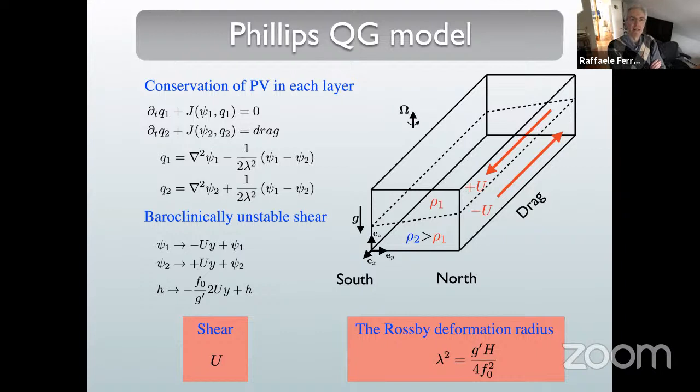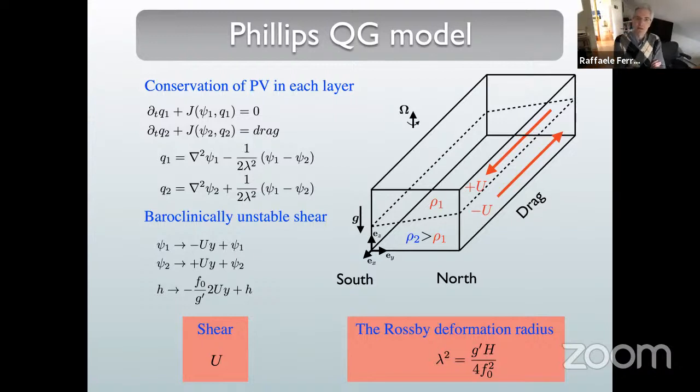So the upper layer PV is Q1, the upper layer stream function that affects that PV is psi1, and the same for the lower layer, Q2 and psi2. We're going to have some drag in the lower layer, and Q1 and Q2 are just given by the relative vorticity and the stretching term, how much I deflect the interface between the two layers.